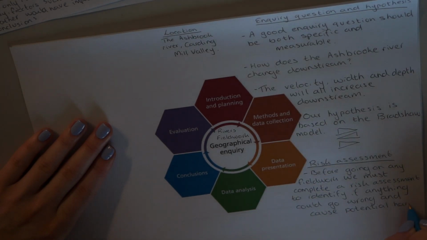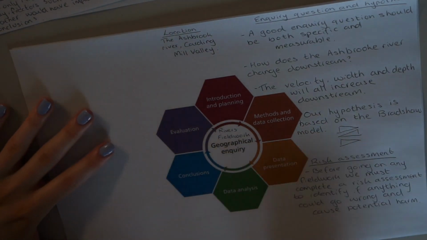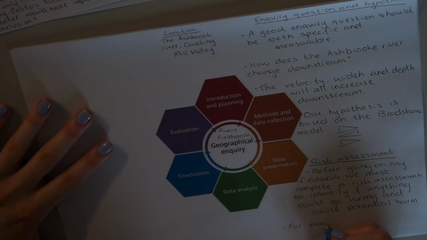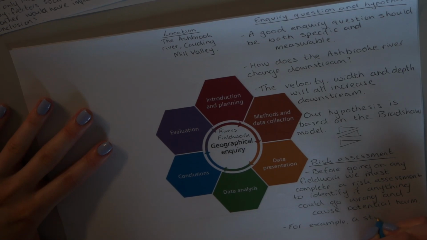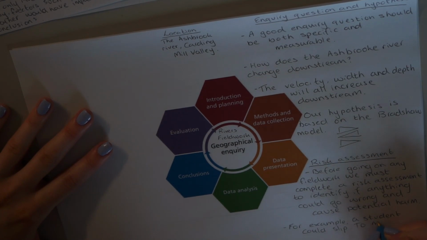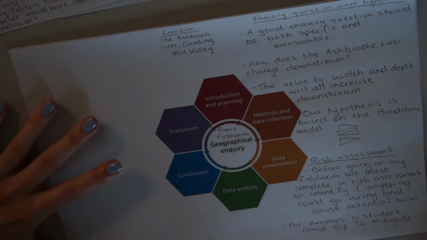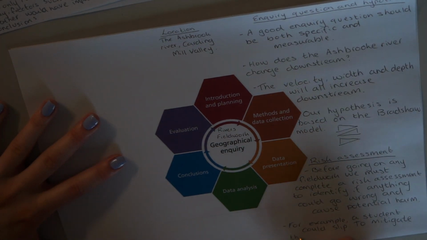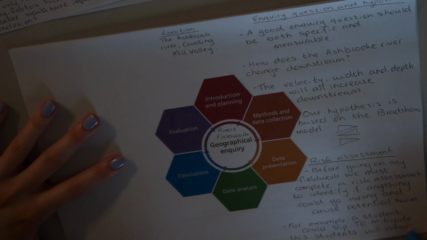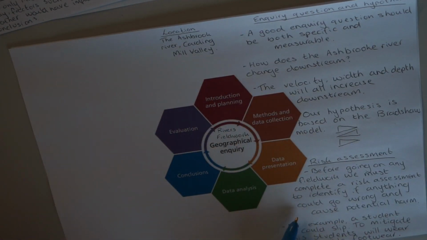Then the idea of that is, if we do find anything that could cause potential harm, we need to put things in place to ensure that we are safe. So for example, a student could slip. To mitigate this, so to stop it from happening, or if it does happen, to make the impacts less severe, students will wear sensible footwear. So that is our introduction and planning stage.